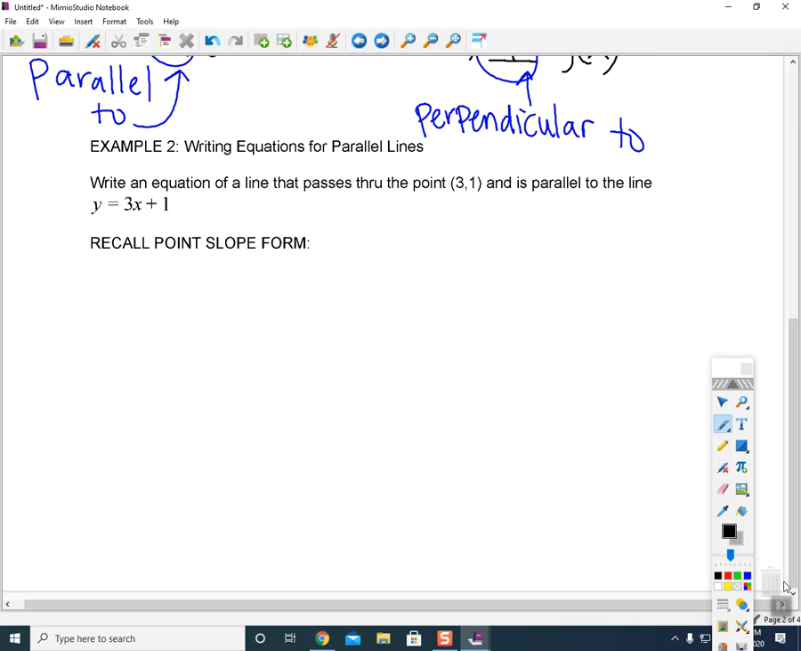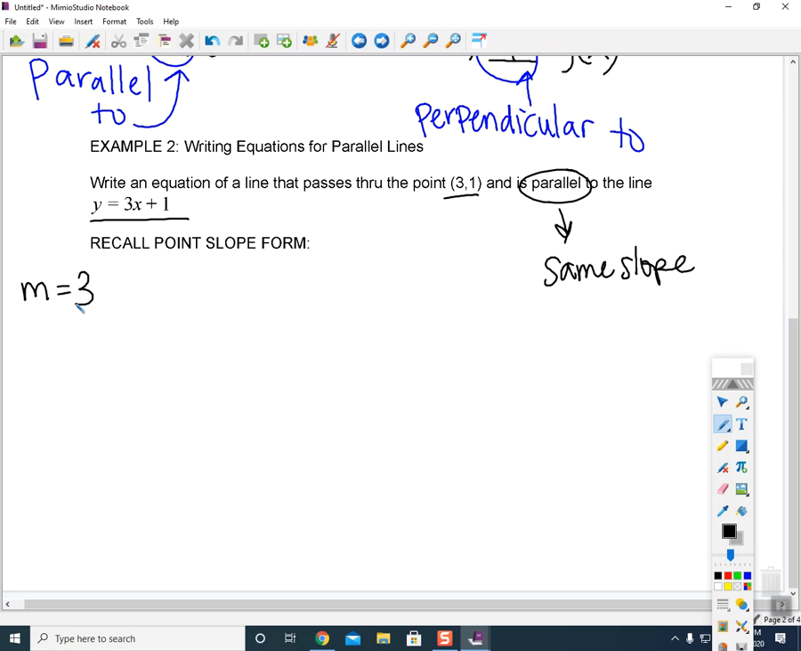Okay. So now we're going to look at writing equations for parallel lines. Write an equation of a line that passes through the point 3, 1 and is parallel to the line y equals 3x plus 1. So I've got a couple triggers here. First one is parallel. When I know that I'm doing a parallel line, I want the same slope. So I'm going to look at the line that I'm working with, y equals 3x plus 1. Well, it's in slope-intercept form, right? So right away I know that my slope is going to be 3.